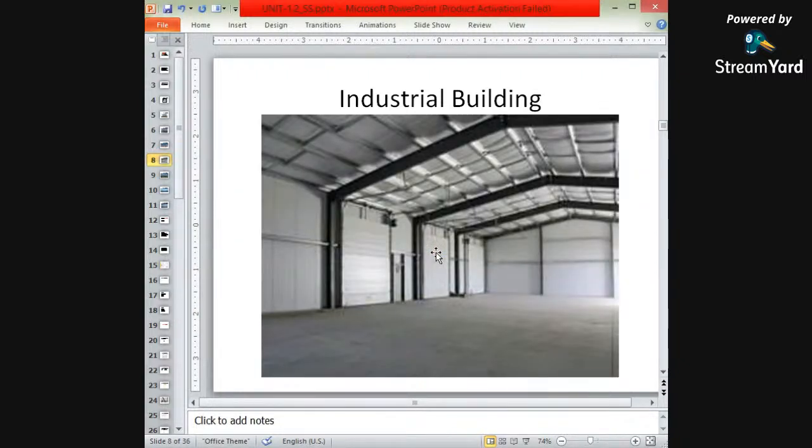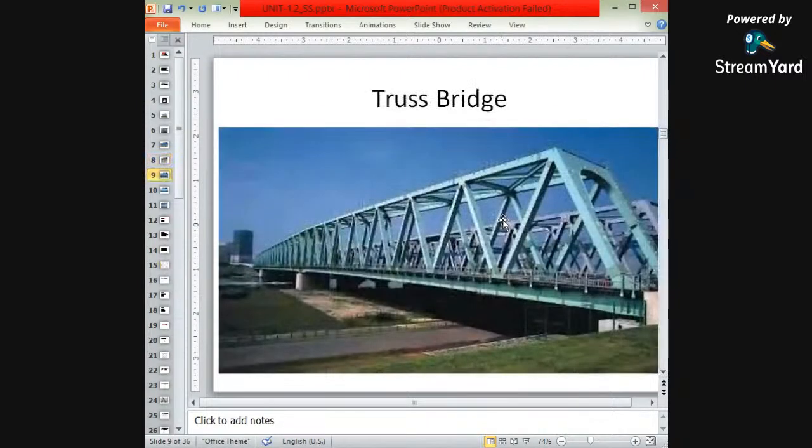Again, it has been covered with a plate. The top surface is covered with the plate, and the internal members, the columns and beams, are interconnected with the help of steel. So this whole frame, this whole industrial building, is made up of steel. Along with the doors and the slab, all these members are made with the help of steel.